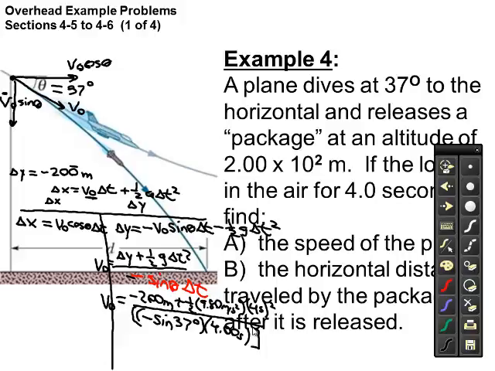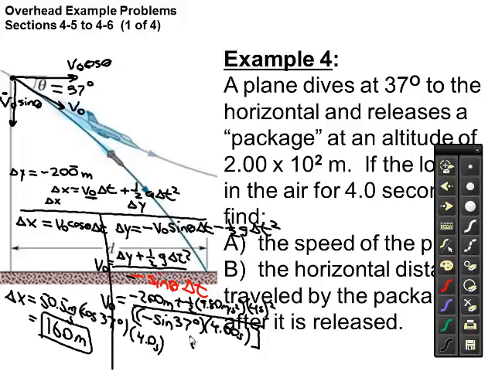Okay, so pretty clearly when you're doing part B, you're looking for delta x. So delta x is going to be V naught, which we found out to be 50.5, times the cosine of 37 degrees times 4 seconds. So it travels roughly 160 meters horizontally before hitting the ground. And V naught was 50.5.